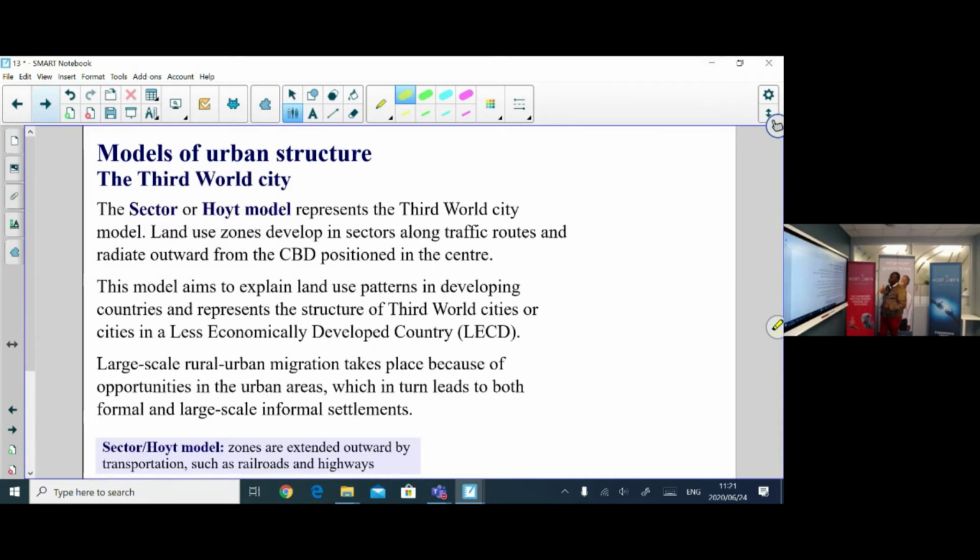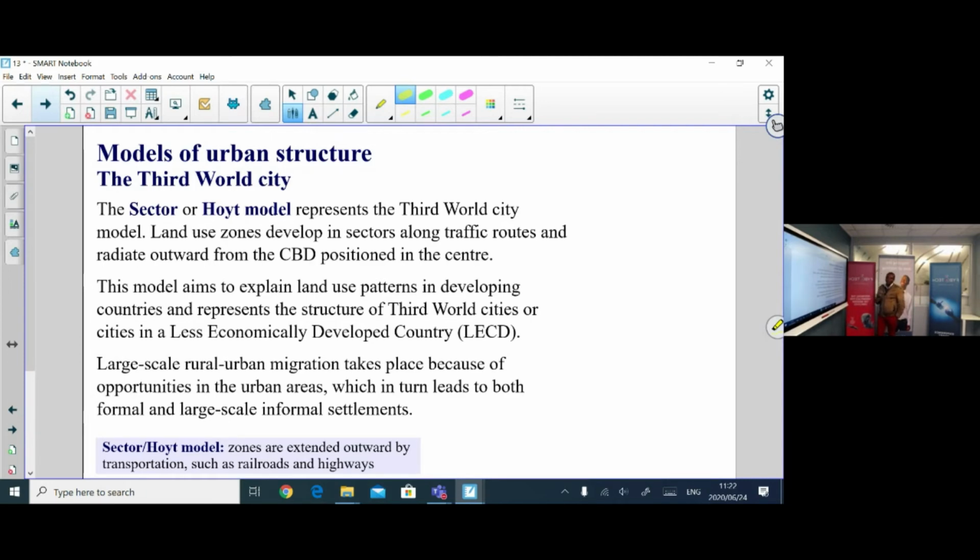Now we want to move to the third world city. The sector or the Hoyt model, which was actually developed by Hoyt. It represents the third world city model. Land use zones develop in sectors along the traffic routes and radiate outward from the CBD position in the center. Why is it so? Why are they positioned along the traffic routes? You may just put that question in your mind.